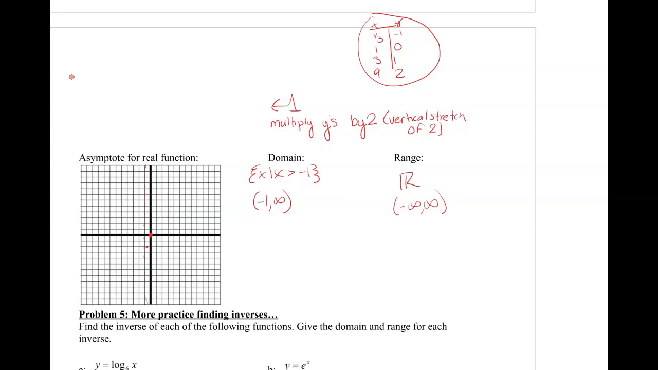Taking 3, 1, shifting it left 1 should put me at 2, 1. And then multiplying that y by 2 should put me at 2, 2. And then finally, shifting my 9, 2 back 1 should put me at 8, 2, and then multiplying my y's by 2 should put me at 8, 4. Other than that, connect your dots. And you're done.